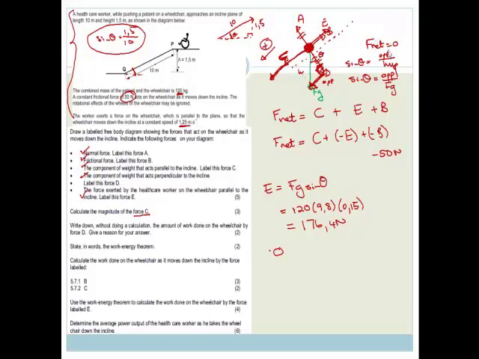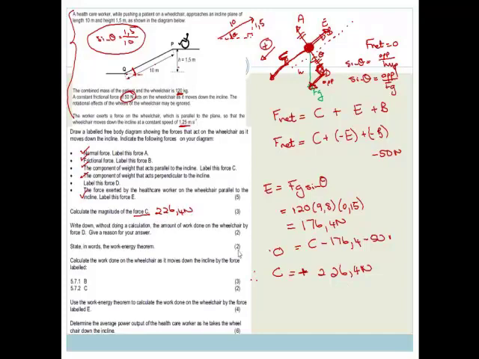Okay, so now we've got that F net, which is 0, because we've said that since it's going at a constant velocity, it's got no acceleration, so therefore its net force is 0, is equal to C minus 176.4 newtons, that's E, minus 50 newtons, okay? So therefore, do you agree that C is equal to the sum of this, which is going to be 226.4 newtons.